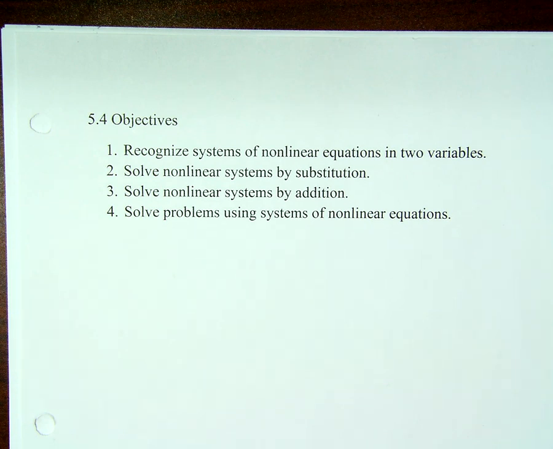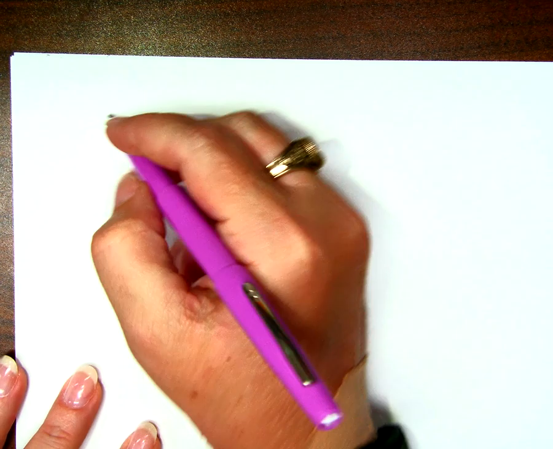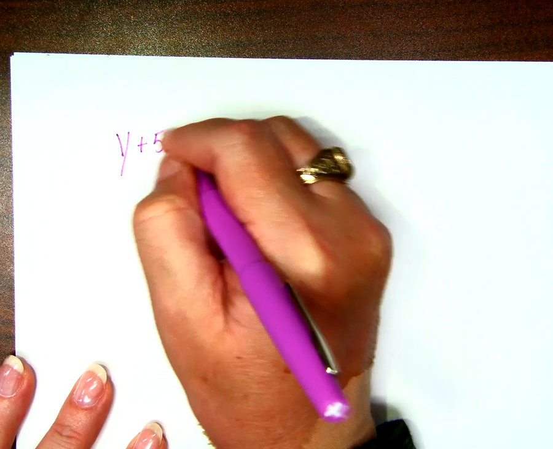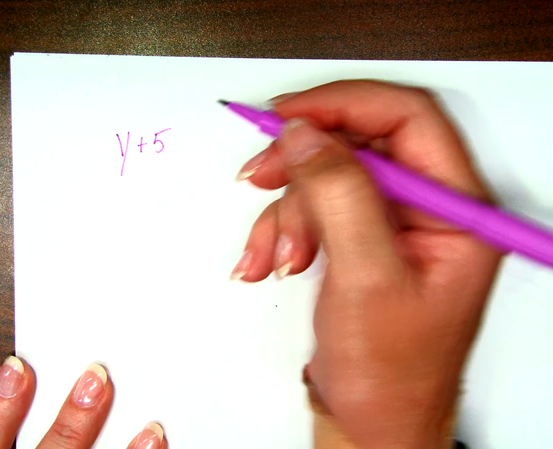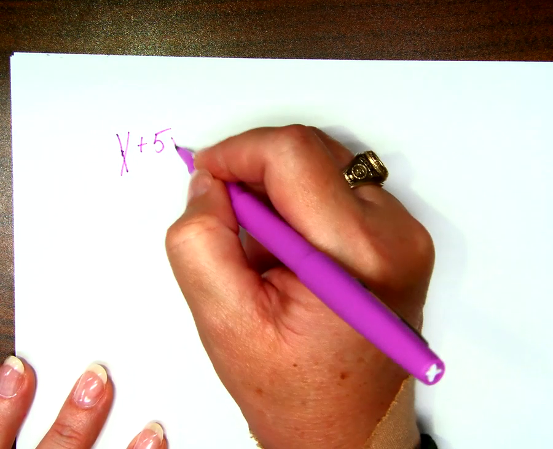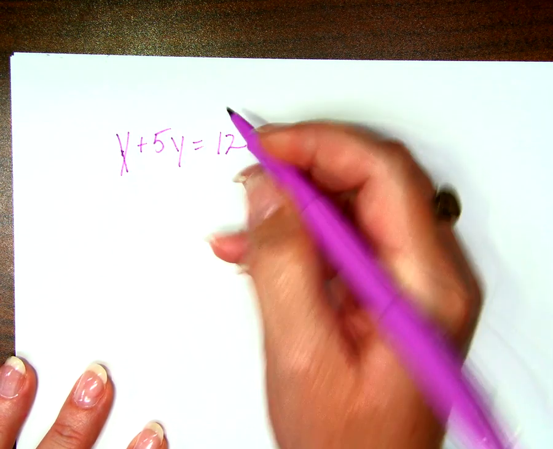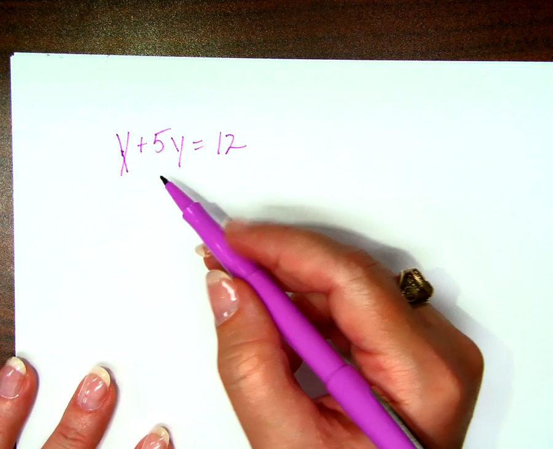substitution, solve nonlinear systems by addition, and solve problems using systems of nonlinear equations. Okay, this is going to seem a little silly, partly because it is, okay? But our first objective is to recognize systems of nonlinear equations in two variables. I don't know why I wrote it in that order. Let's pretend that's an X. Sorry about the giant X.